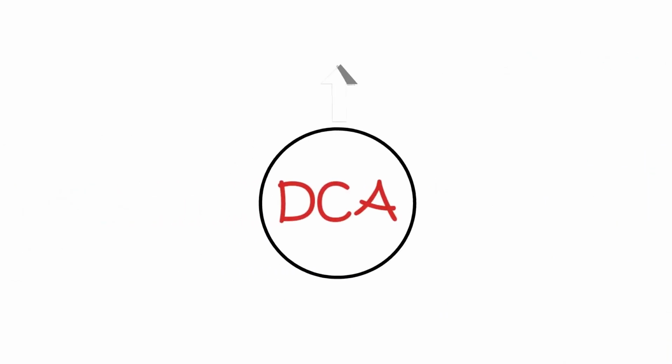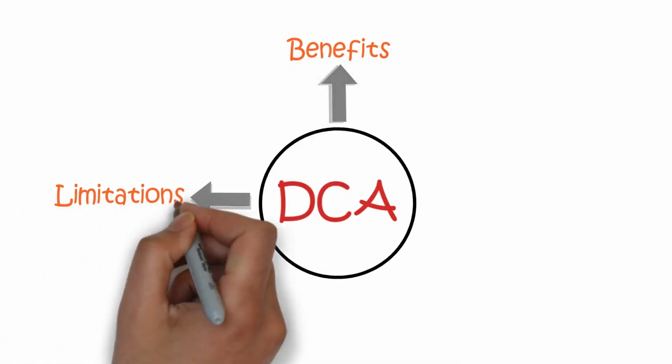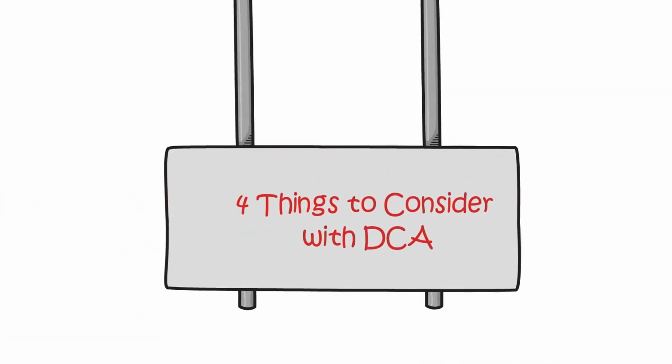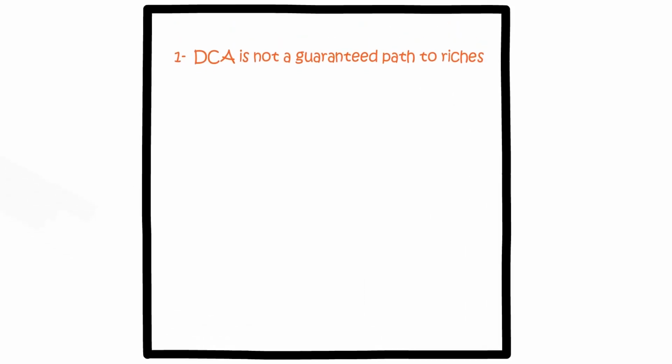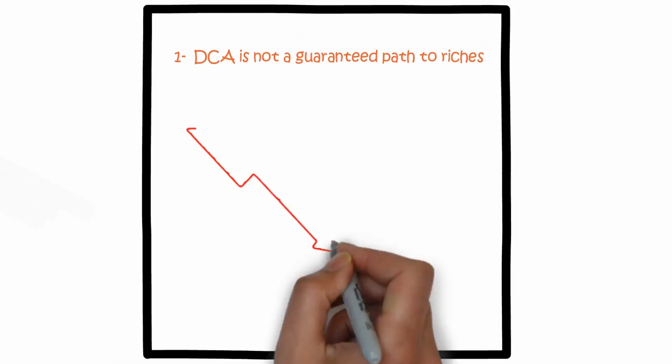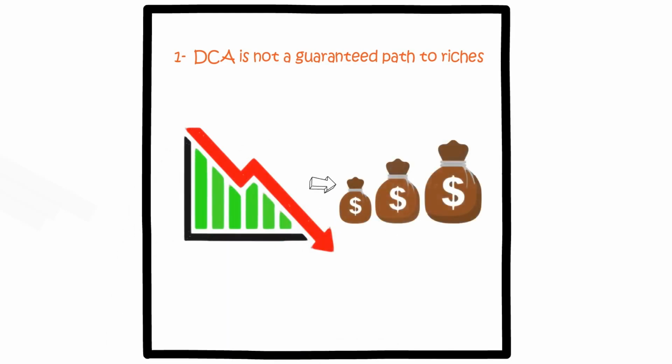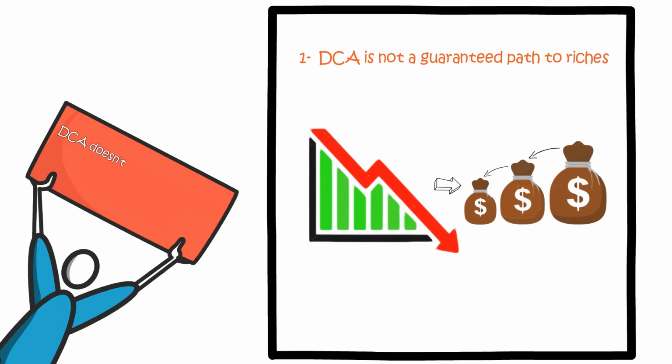Now, let's talk about things to consider with DCA. While DCA offers several benefits, it's important to understand its limitations and some important considerations before implementing it. 4 things to consider with DCA. First, DCA is not a guaranteed path to riches. The stock market's overall performance still plays a significant role in your investment returns. DCA doesn't guarantee profits, and your investments could still lose value.